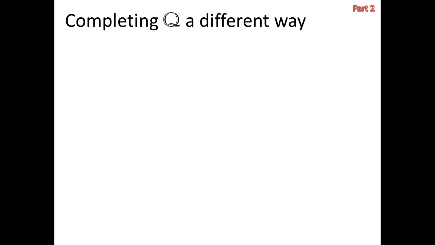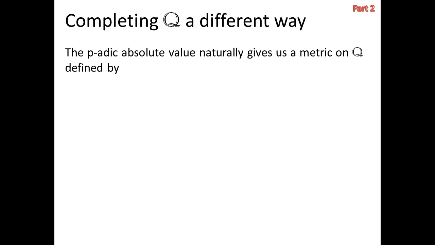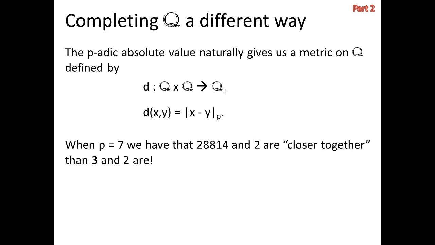So we're just going to follow the same procedure as we did in part 1, except all we've changed is the absolute value. We're not using the ordinary one anymore, we're using the p-adic one. And what do we need? We need a metric. Well, it's going to naturally give us a metric on Q defined by this. The distance between 2 points is just the p-adic absolute value of one point minus the other. And this metric here is going to throw up some crazy surprises.